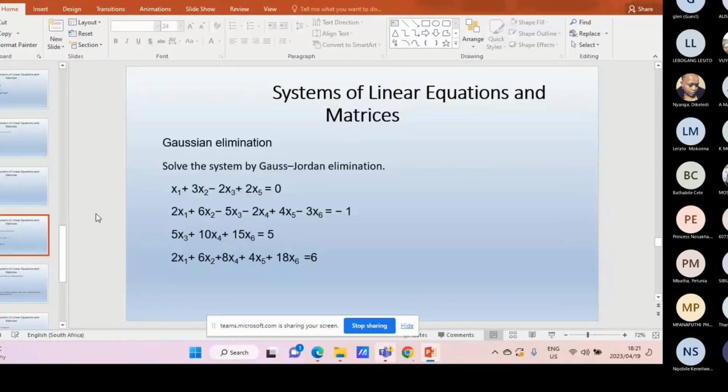Now, Gaussian elimination, solving the system by Gauss-Jordan elimination. Is there any confusion, or can anyone explain this in simple terms, particularly Gauss-Jordan elimination? In a simple language that everybody will understand. Anyone?